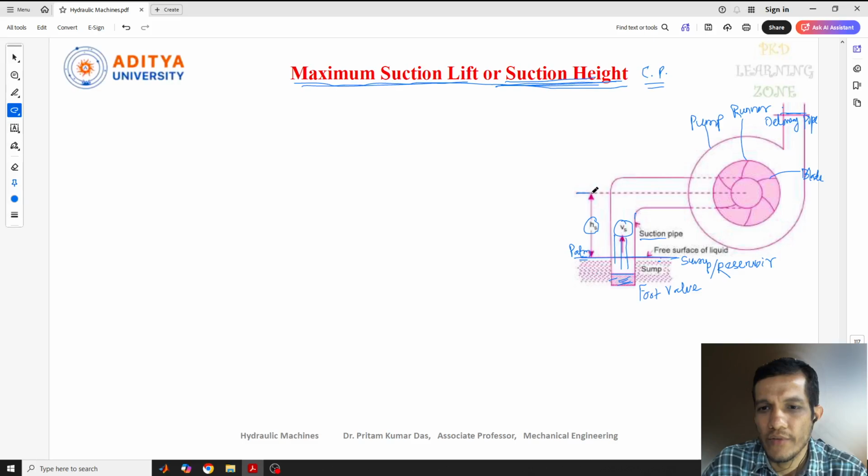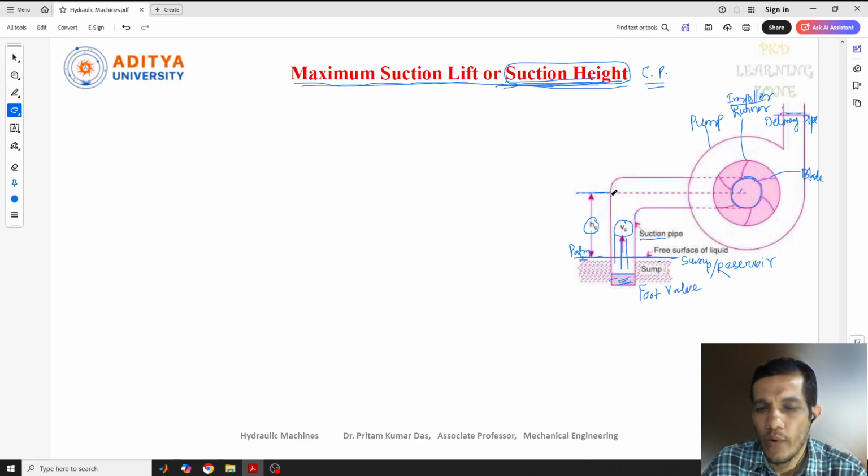Hs is nothing but the height of suction, and this is the eye of the runner, or impeller. Runner we use to call for the turbine case; here we call it an impeller. This is the eye of the impeller, and inside this we have a shaft which will be connected to the motor.